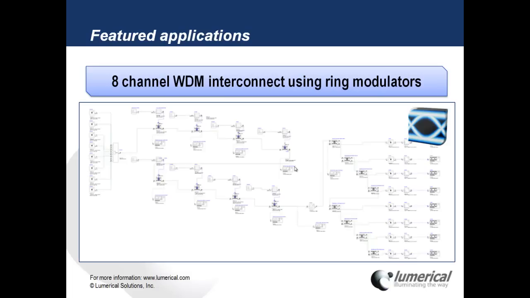And finally, the last featured application is an 8-channel WDM interconnect transceiver using ring modulators. This is simulated with INTERCONNECT, and as you can see, this design uses so many components and so many ring modulators that it would be unrealistic to try and simulate this entire device with something like FDTD Solutions or MODE Solutions. Also this device includes components which have both optical and electrical characteristics. Of course the modulation is driven electrically, but then the signal is carried optically through the device.